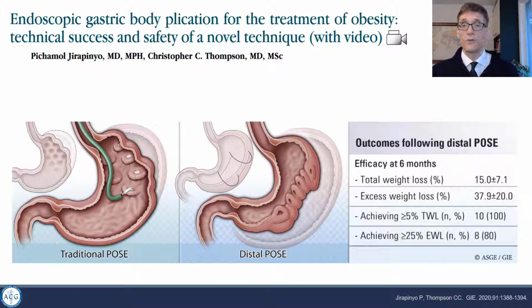Subsequently, this procedure was modified to focus on the gastric body instead of the fundus, and this is referred to as distal POSE or POSE 2.0. And you can see at 6 months there's a 15% total weight loss, with 100% achieving 5% total weight loss and 80% achieving 25% excess weight loss. And these procedures do quite well at a year, approaching 20% total weight loss.